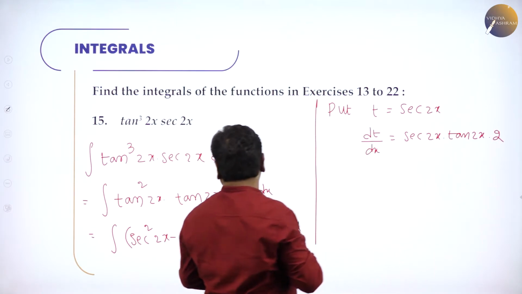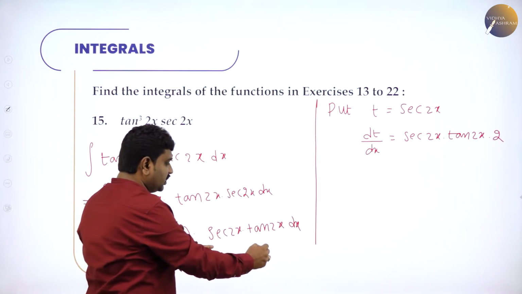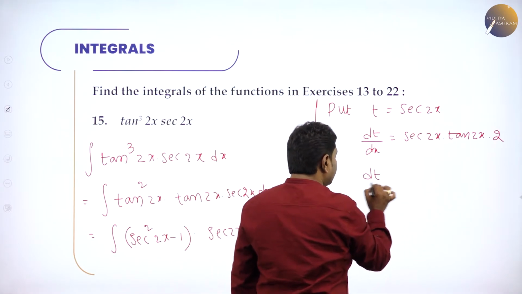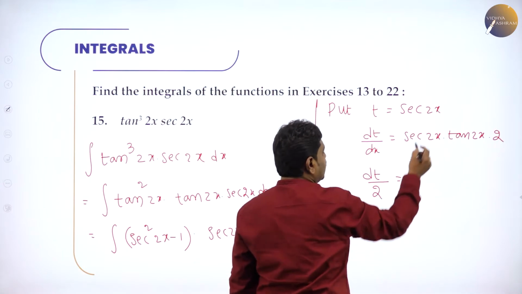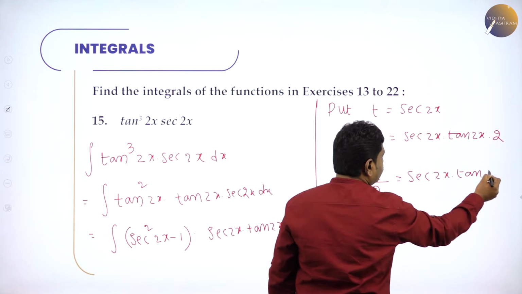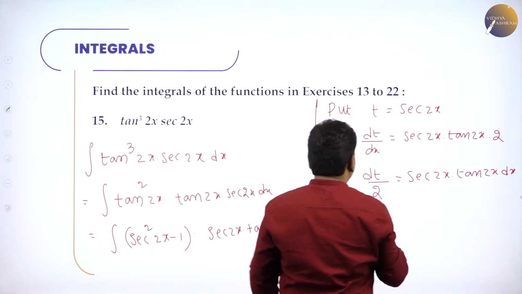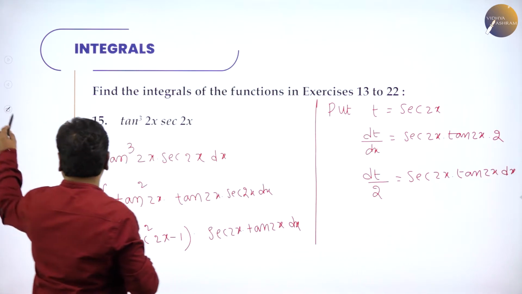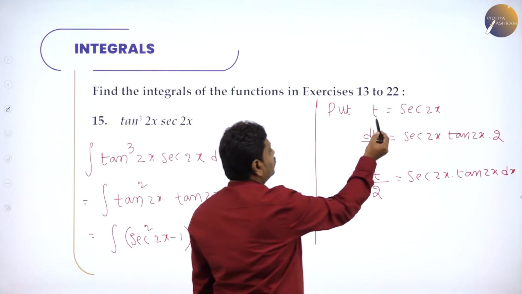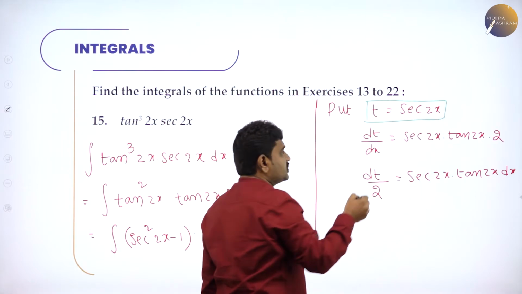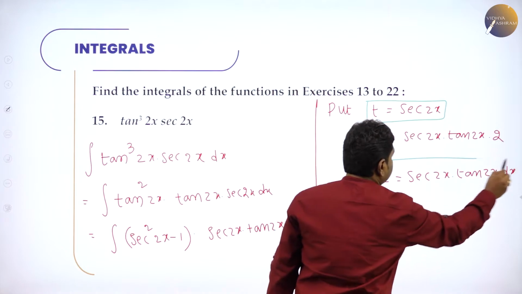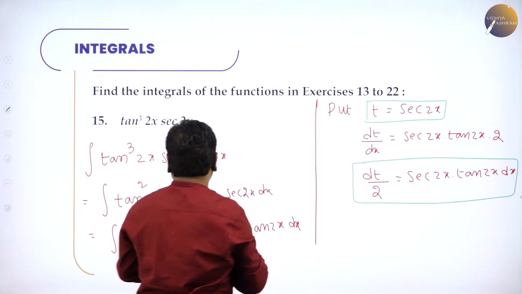And you need the numerator, the remaining part. What is the remaining part? Secant into tan. So bring 2 to this side. So dt divided by 2, transfer dx to RHS. So it will become secant 2x into tan 2x into dx. Now we'll do the method of substitution. In the place of secant 2x, I'll take t. Wherever secant 2x is there, I'll put t. And secant 2x into tan 2x dx, I'll put as dt by 2. Now the given problem reduces.